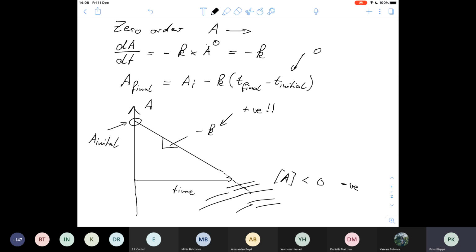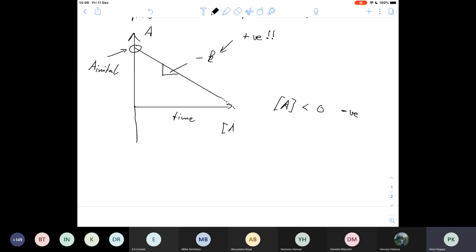Yeah, you're absolutely right, Reynolds. A negative concentration just simply does not make sense. And therefore, the concentration can only reach 0. A can only reach 0, but it can't get lower than that. Cannot get lower, because a negative concentration simply doesn't make sense. So we need to be careful with that.